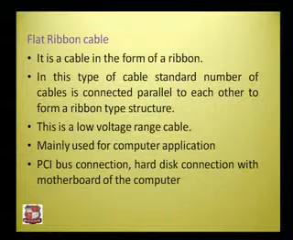When the voltage or current range is low, in those applications you should go for flat ribbon cable. This is a low voltage range cable, mainly used for computer applications, like PCI, peripheral component interconnect, which is a kind of bus, and the hard disk connection with the motherboard of the computer or floppy disk drives. So in those applications we should go for this flat ribbon cable.